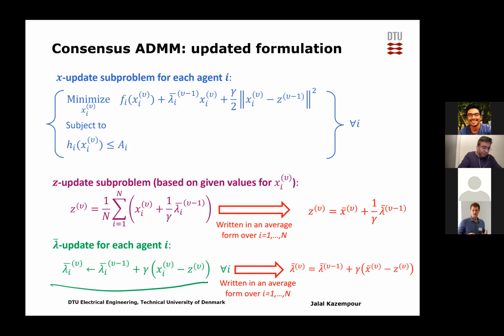We can do the same for the last one. We can take the average from both sides. We can say that the average value of lambda bar in the current iteration is equal to the average value of lambda bar in the previous iteration plus gamma times the average. So the average of x among all agents is x bar, and z is common, and its average is again z.